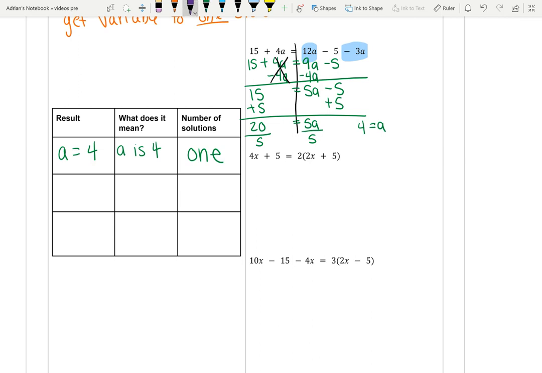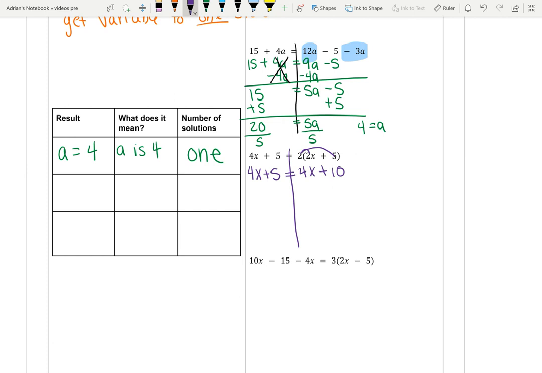Okay, our next one, we do have some distribution, so I'm going to work on that first. So my left side will stay 4x plus 5, and then after I distribute this, I'm going to get 4x plus 10 on that side. So right now, you might notice that we have a 4x on both sides.